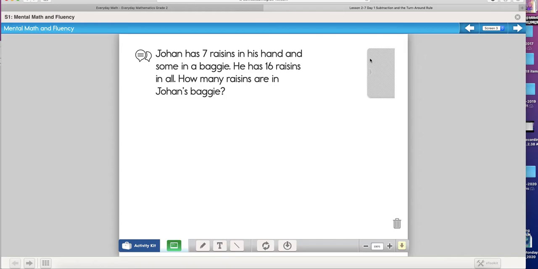Johann has 7 raisins in his hand and some in a baggie. He has 16 raisins in all. How many raisins are in Johann's baggie?